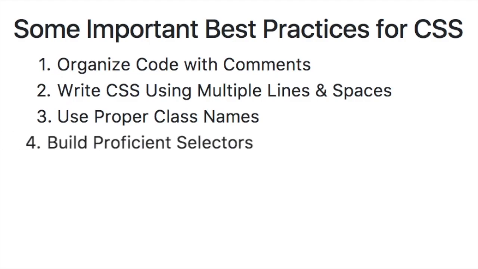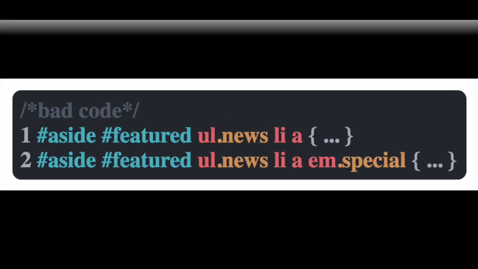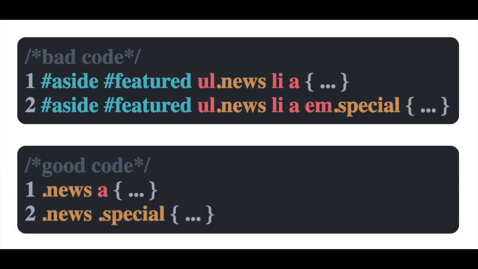Number 4 we have is building proficient selectors. The longer a selector is, the more likely it's going to break that CSS cascade. Instead, we want to try to use more direct selectors and only nest them 2 or 3 levels deep. Here in our good code, we use a maximum of 1 pre-qualifier and a key for those selectors, and that's what you want to aim for.